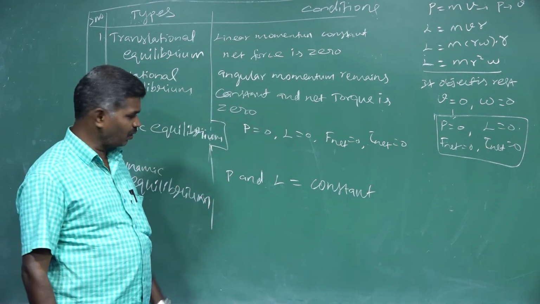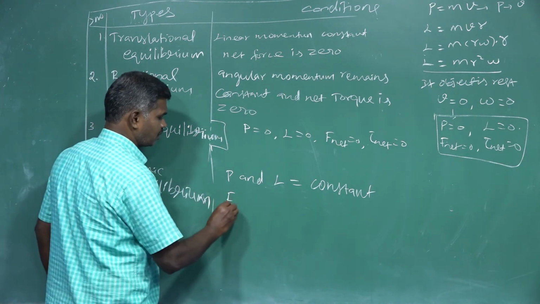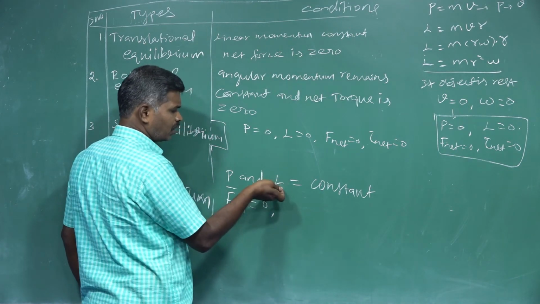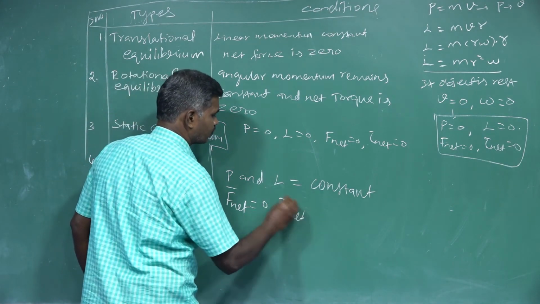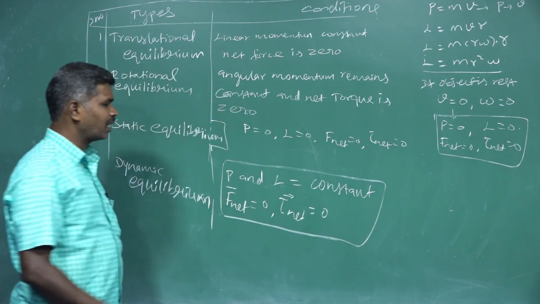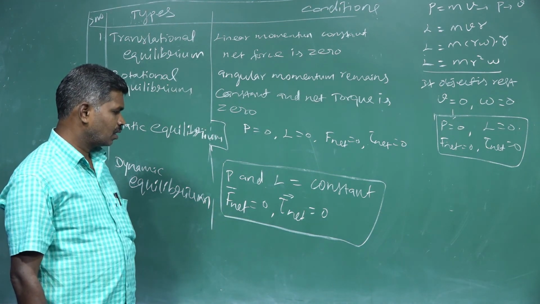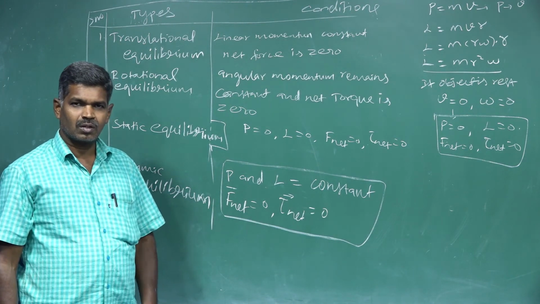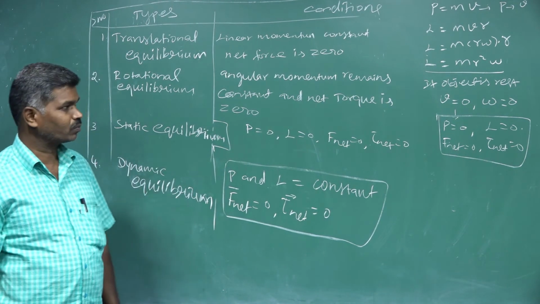Next, two factors. If V is constant, external force is 0. That's why net force vector F is equal to 0. If L remains constant, it means the net torque is also equal to 0. So these are the conditions for dynamic equilibrium: P and L constant, net force and net torque equal to 0. Next we have stable equilibrium, unstable equilibrium and neutral equilibrium.